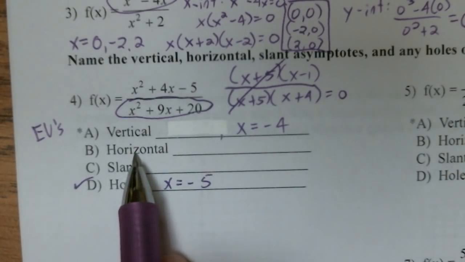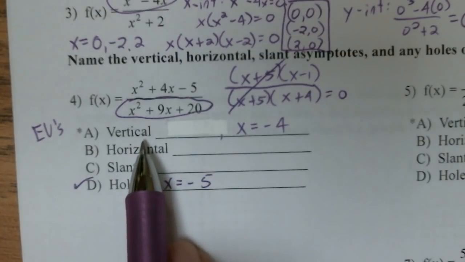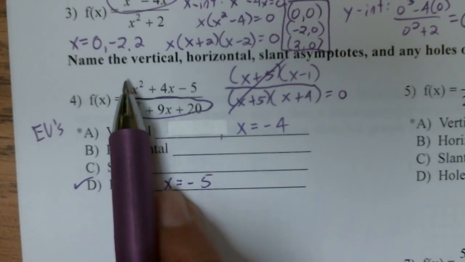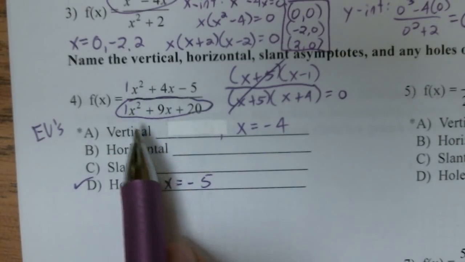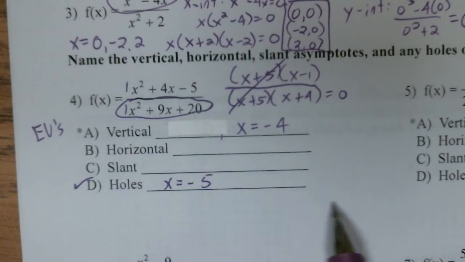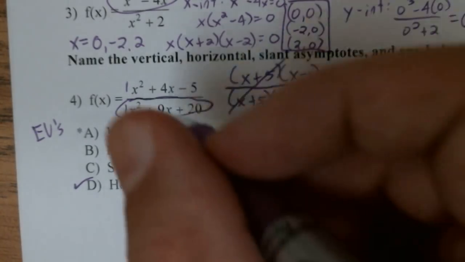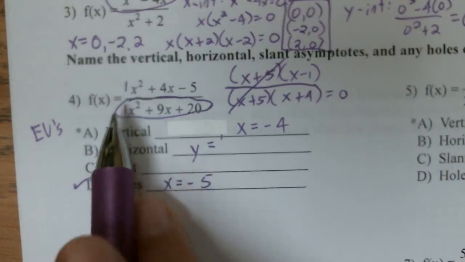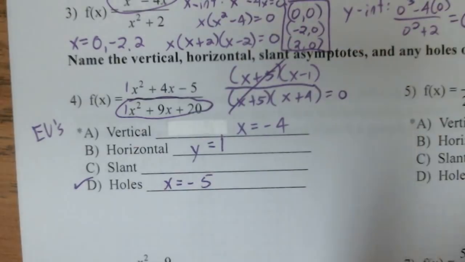All right, horizontal asymptote. This is our bottom heavy, top heavy, and we're looking at the highest coefficients in front of the highest degree term. I have an x squared and an x squared. The coefficients are 1 over 1. Okay, so that's 1, but your horizontal asymptote is a horizontal line that the graph never touches and approaches. So that's always going to be y equals. In this case, it's just y equals 1 over 1 or y equals 1.